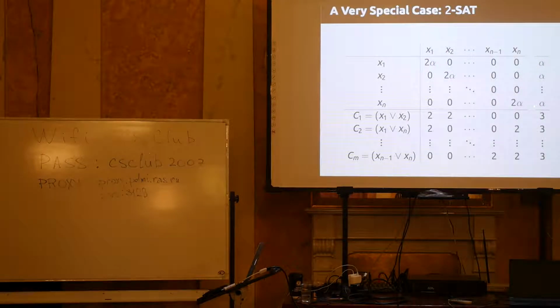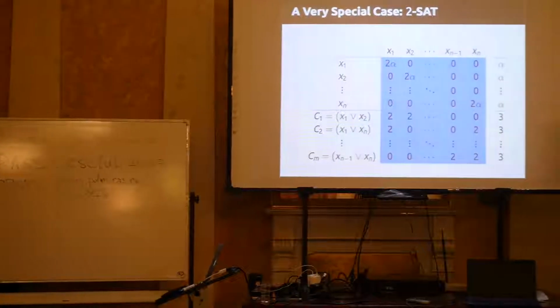And this is my target point. These are just names of the columns and names of the rows. Again, these are the coordinates of the first vector in my basis, the second, and the nth one. And alpha is some huge parameter. So this is my lattice.